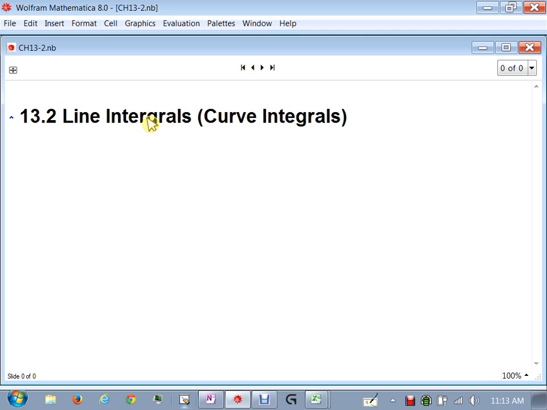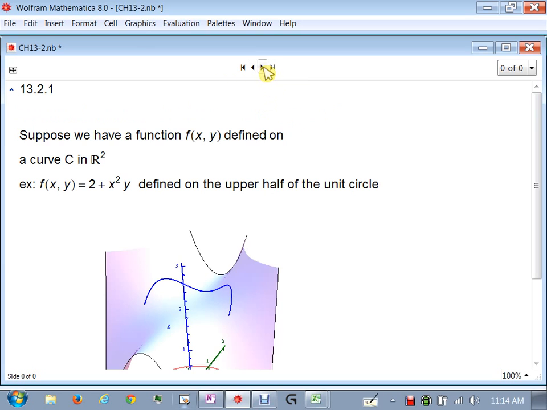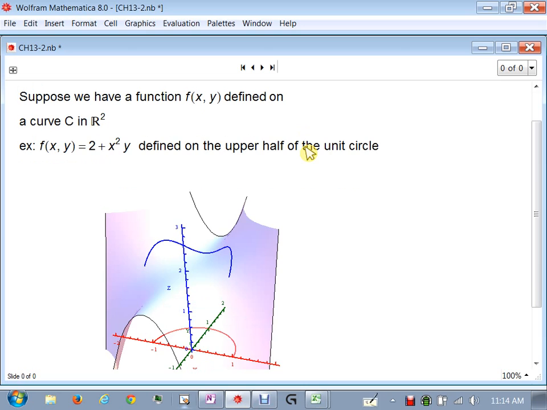Line integrals, or what are called curve integrals. I really like this section, all right? We're going to be doing integration again. We've done integration before, but the geometric part of this I think is pretty cool. So let's take a look at what this concept is.